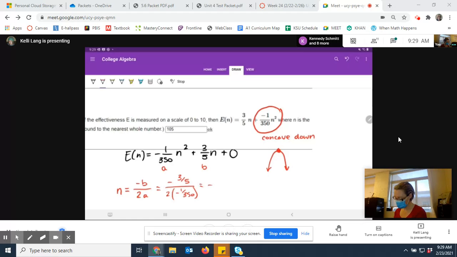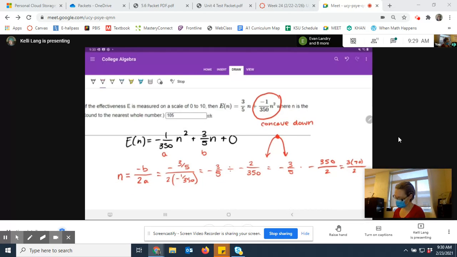This isn't going to be fun, but we're dealing with this, which we can keep change flip. And then simplify, we get 3 times 70 over 2. So 3 times 35, which is 105. I can't believe I did that right. Okay, so the n value of our vertex is 105.